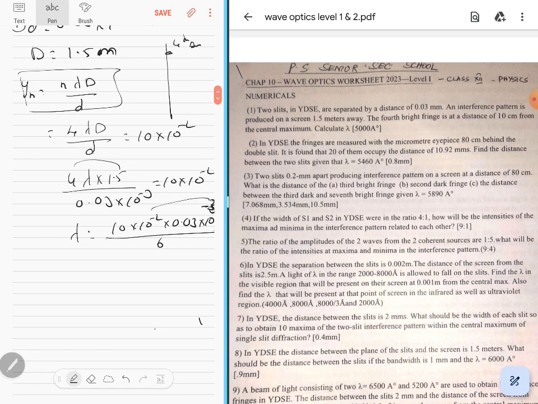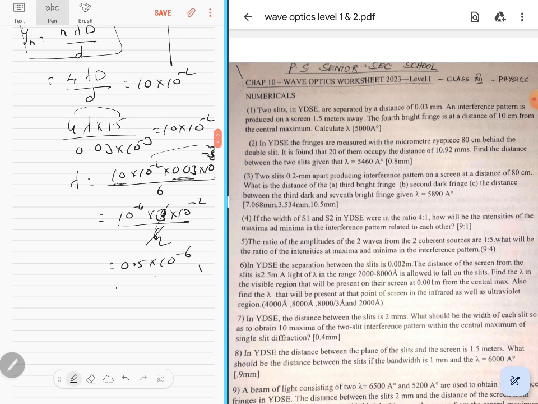So this itself is 10 to the power minus 5. So this 10 is going to become 10 to the power minus 4 into 0.03. Can we write this as 3 into 10 to the power minus 2 by 6? So 3 twos are 6, 1 by 2 is 0.5 into 10 to the power minus 6, which is 0.5 into 10 to the power minus 6, which will be 5 into 10 to the power minus 7.